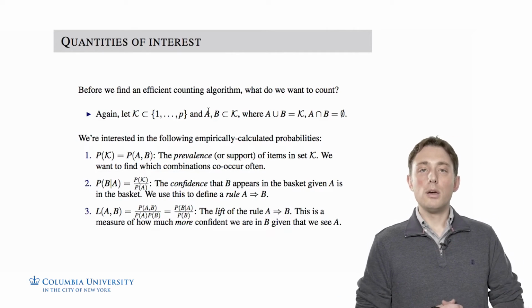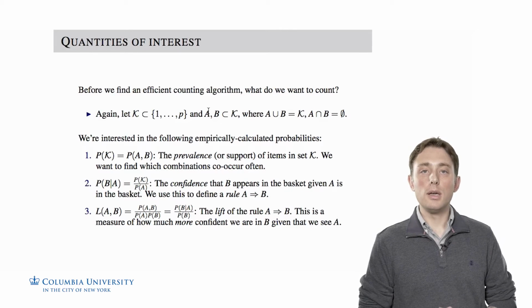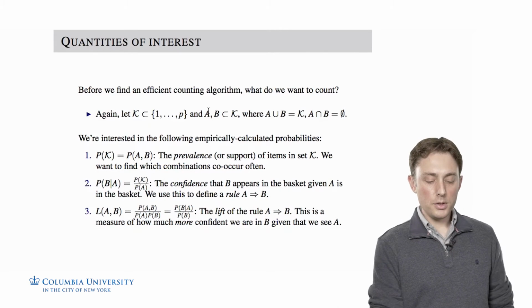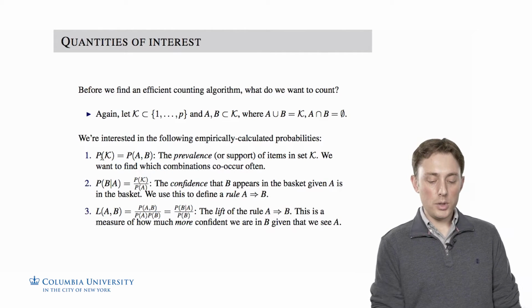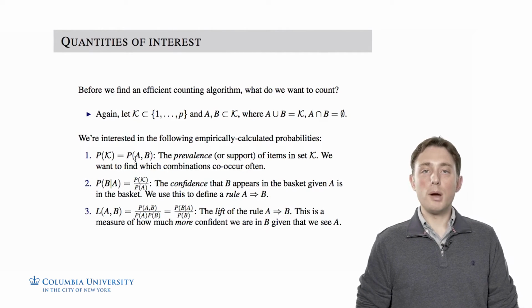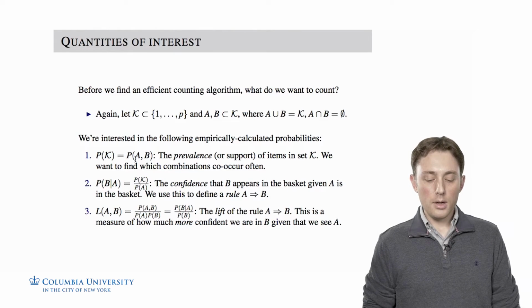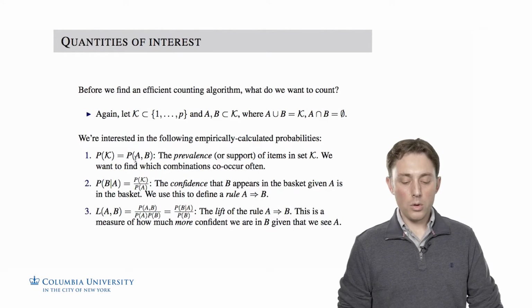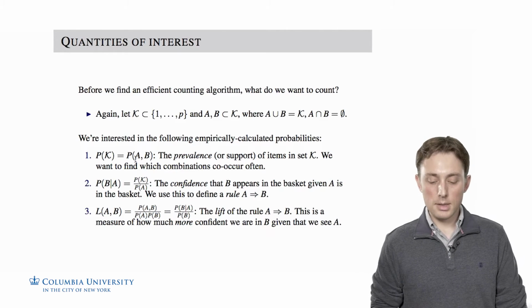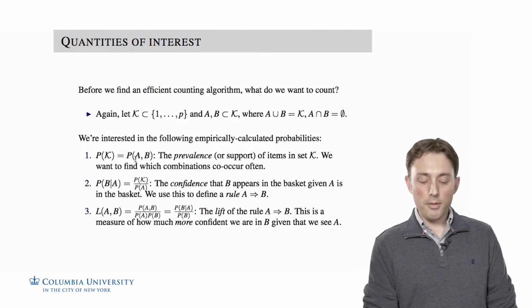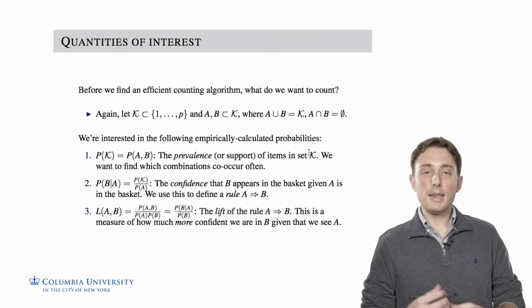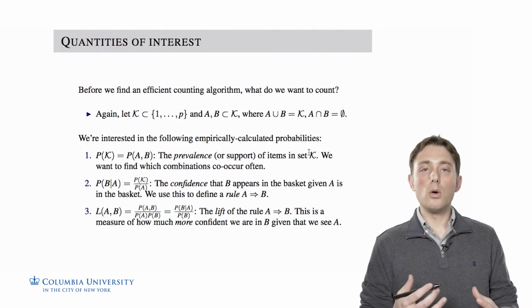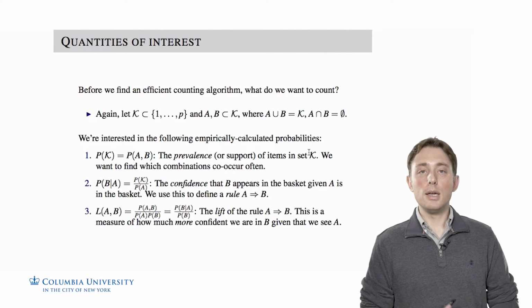There are 3 probabilities that we're interested in computing. The first is simply the probability of the set K, which can also be written as the joint probability of A and B. This is called the prevalence or the support of the items in set K. So we want to find all subsets K such that that combination in that subset co-occurs very often. So it co-occurs with a high frequency in the data that we have.